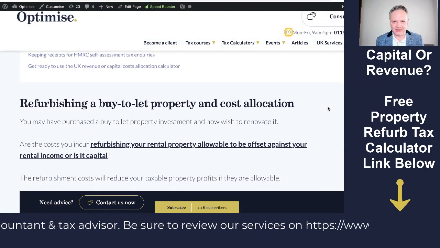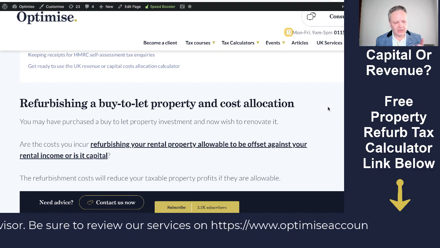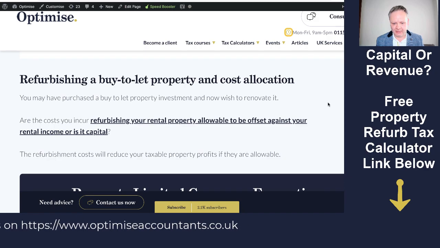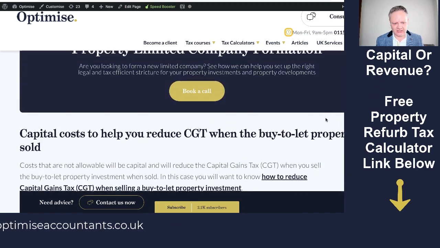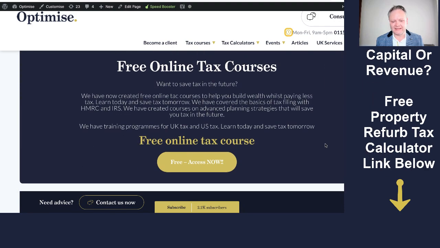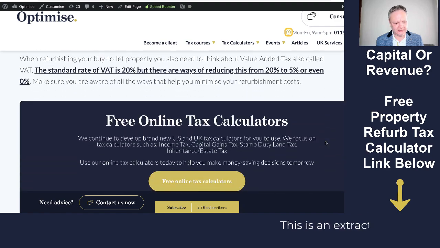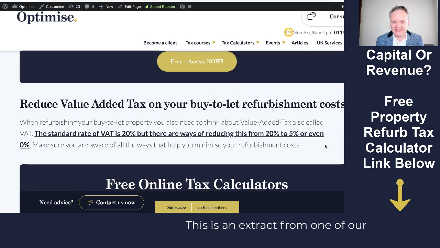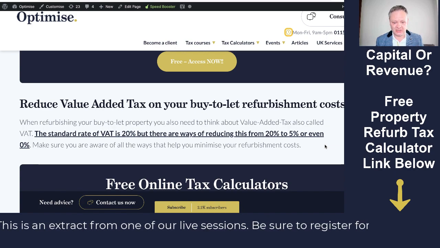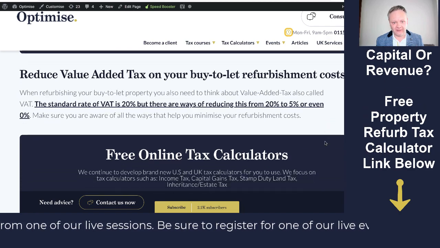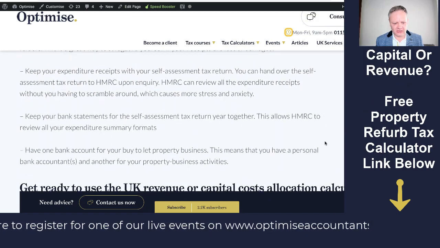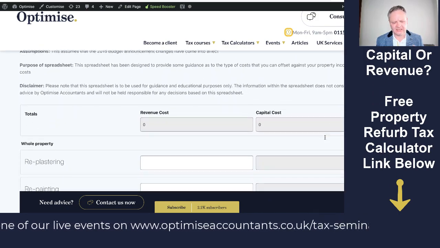Not only have I built a calculator which is free for you to use, but I've also talked about what costs are allowed, which costs are going to be capital, given a bit of an explanation to that as well. I talked about company formation as well, but there's an online tax course which I'll talk about in a second. But we talk about reducing VAT on a refurbishment. Did you know that 20% VAT is a typical charge, but you can actually get that down to 5 or even 0? And how long do you need to keep receipts for an HMRC inquiry? So I've just put all that information in there for you, but let's go straight into it.